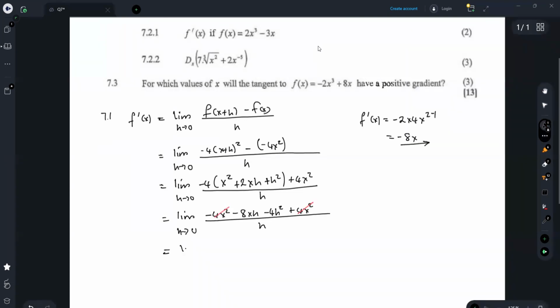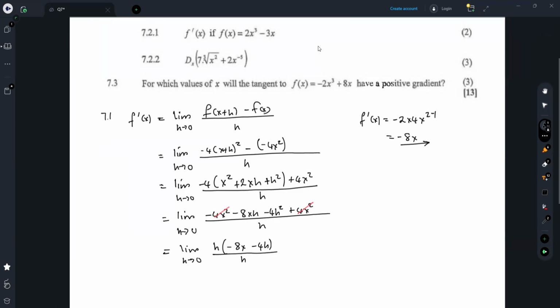What do we have here? We still have the limit as h approaches 0. Now we see that we want to cancel out h from the denominator. It means that we are going to factorize h from the numerator up there. So we're going to have h into negative 8x, and we're going to be left with negative 4h like that.